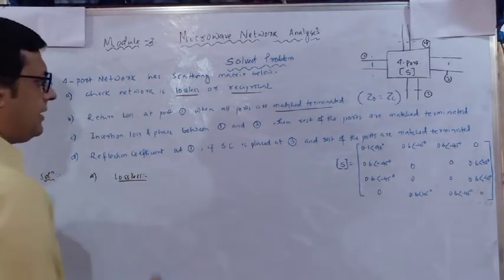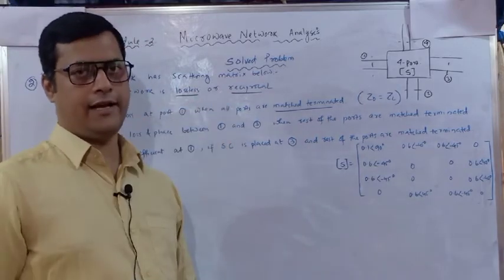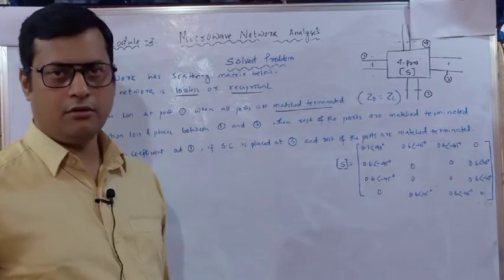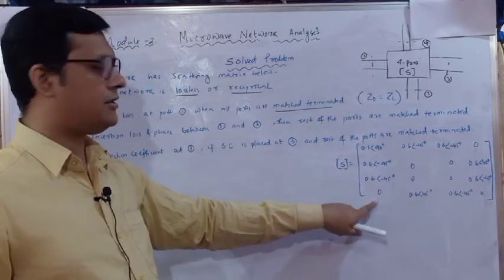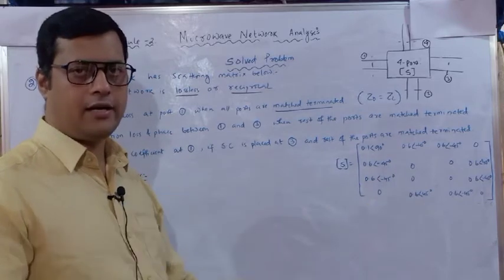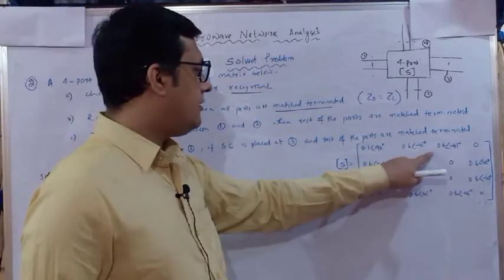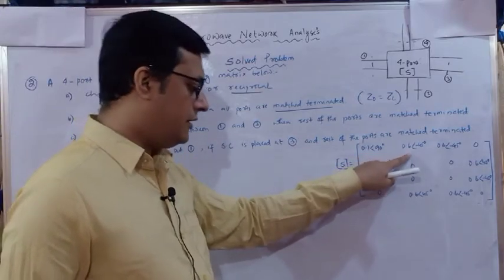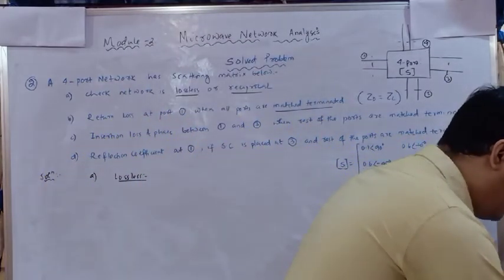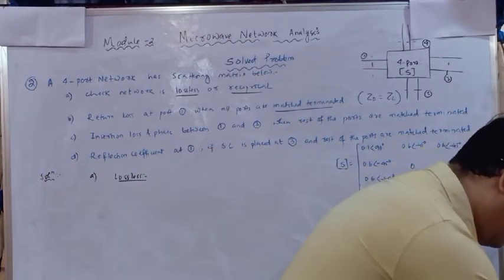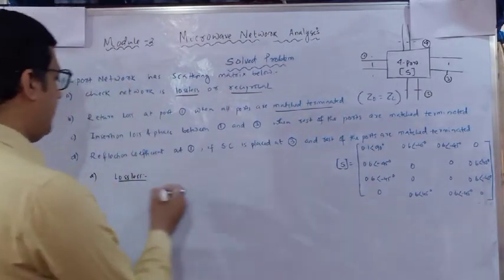Lossless means that for any row or any column, if you take the individual squares and add them, the sum must be equal to 1. If you take the square of this plus the square of this plus the square of this plus the square of this, and it is equal to 1, then you can say it is lossless. So let me check first.